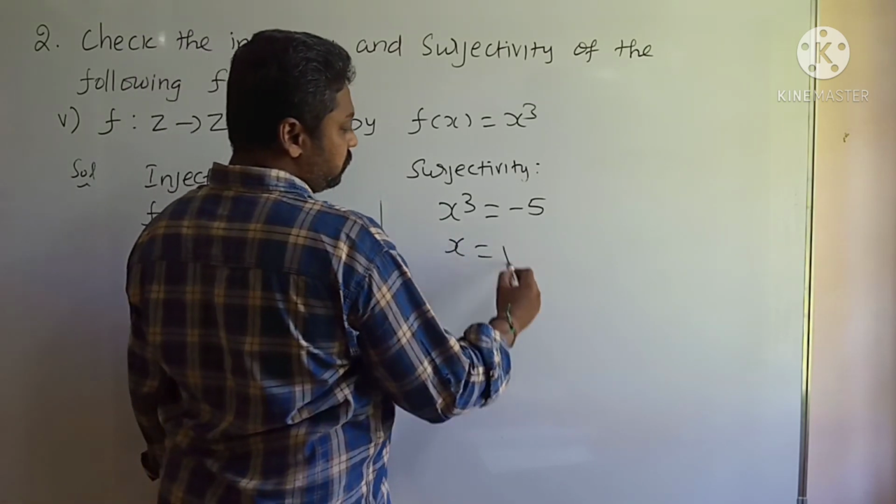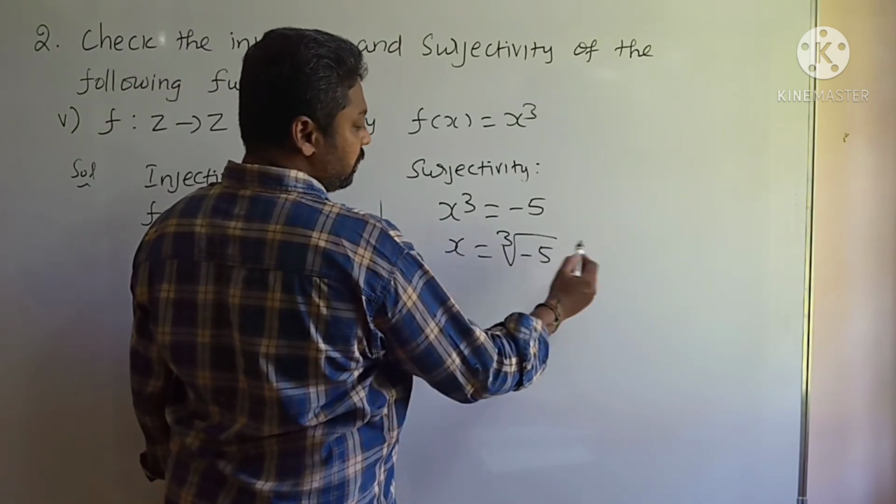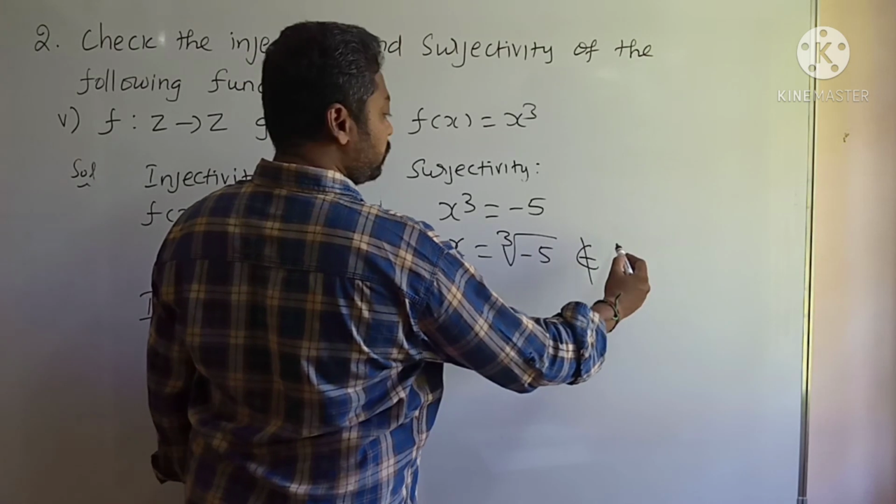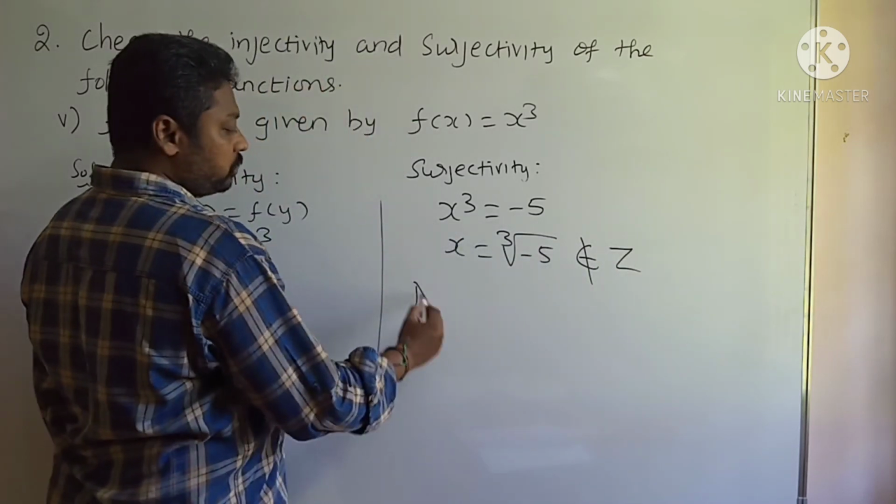Checking for surjective, let x cube become some integer, minus 5. So x becomes cube root of minus 5. Of course, this does not belong to the given domain. So this is not surjective.